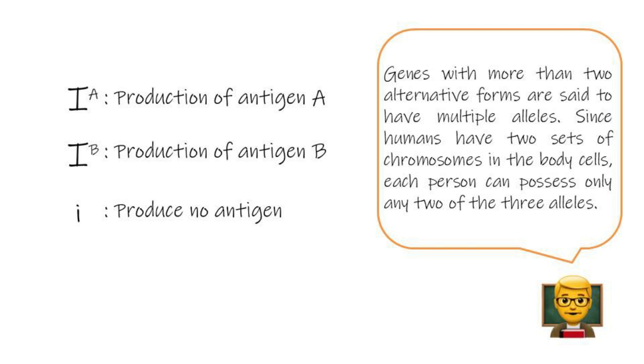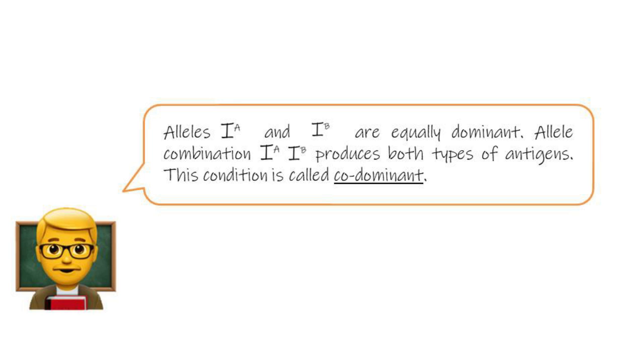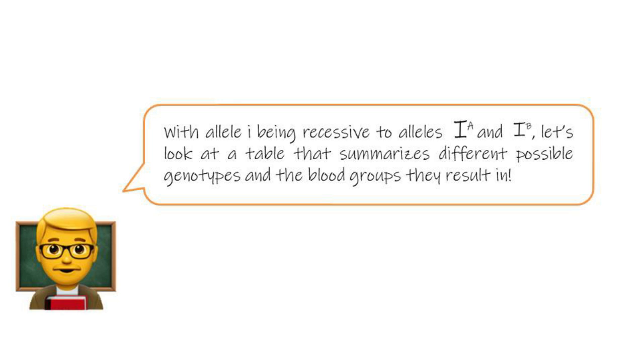Since humans have 2 sets of chromosomes in the body cells, each person can possess only any 2 of these 3 alleles. Alleles I^A and I^B are equally dominant. The allele combination I^A I^B produces both types of antigens. This condition is called codominance. With allele small letter i being recessive to alleles I^A and I^B, let's look at a table that summarizes the different possible genotypes and the blood groups they result in.